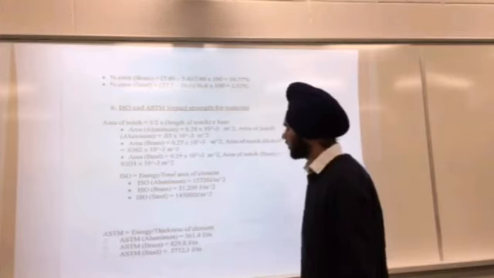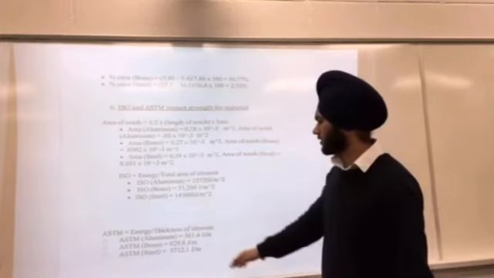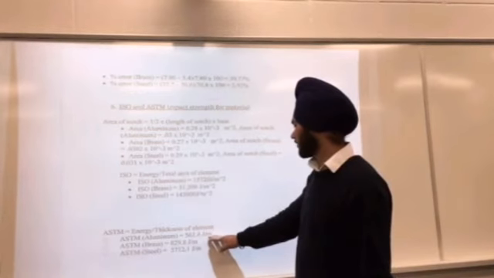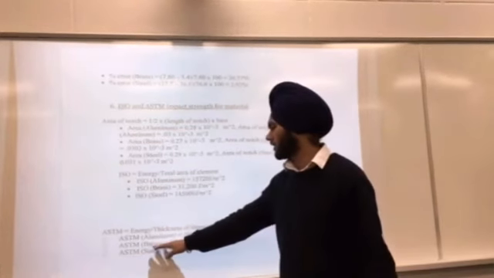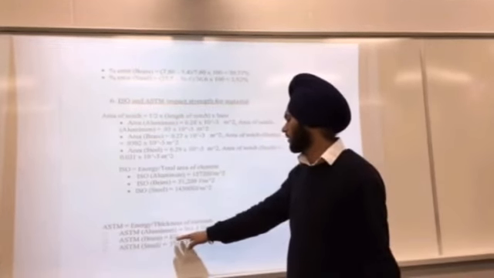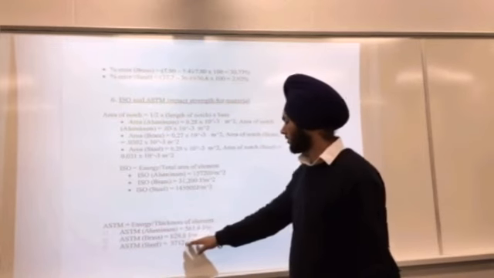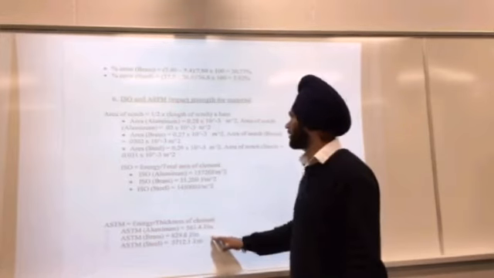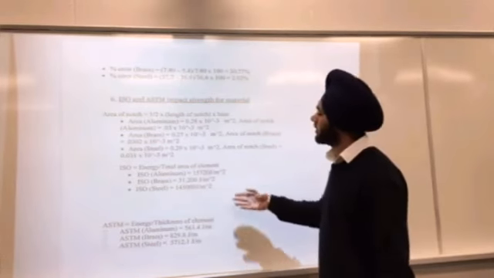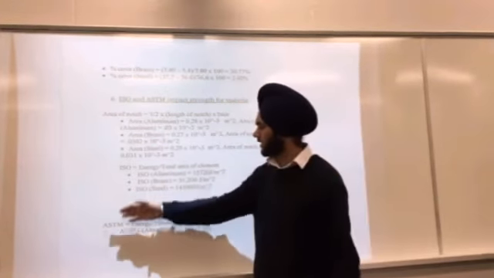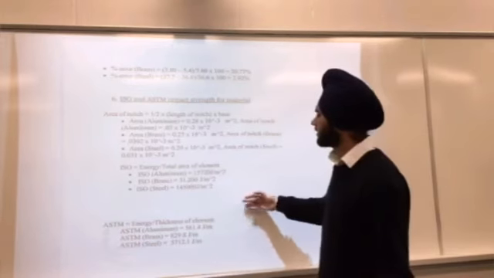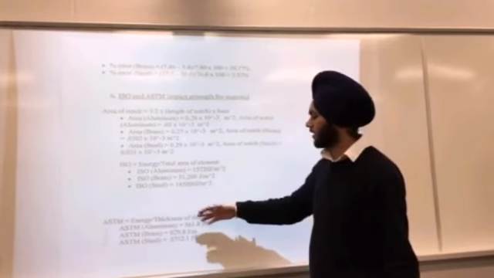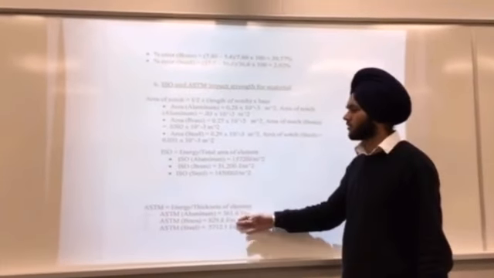ASTM is energy divided by the thickness of the element. For the ASTM aluminium, it is 561.40 joule per meter, and ASTM for the brass is 829.8 joule per meter, and ASTM for the steel is 5712 joule per meter. By comparing the ISO and the ASTM, we see the energy for the steel is very much higher than the aluminium and the brass.